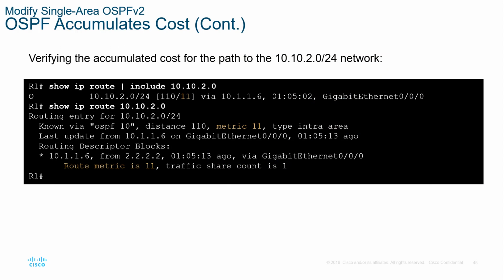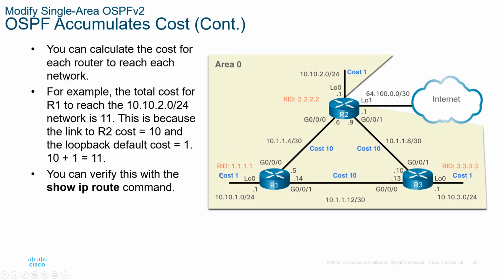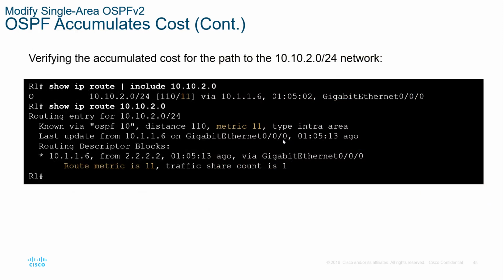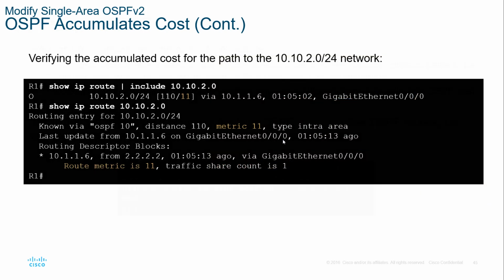Verifying the accumulated cost for a path, you could actually look at an IP route and you could see the cost or the metric used. So again, we have a metric of 11 because we have the cost to go from this PC to the router, from the router to router 2, and so that'd be 1 plus this cost of 10. That's how we get that 11. The lower the metric, the better.